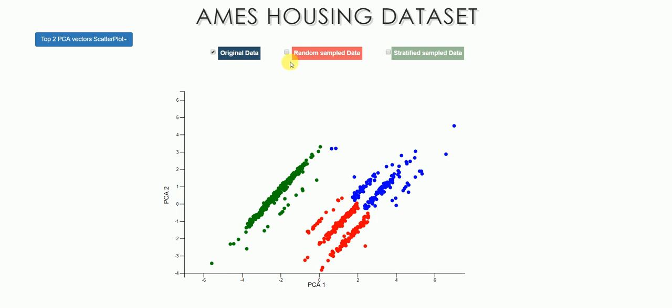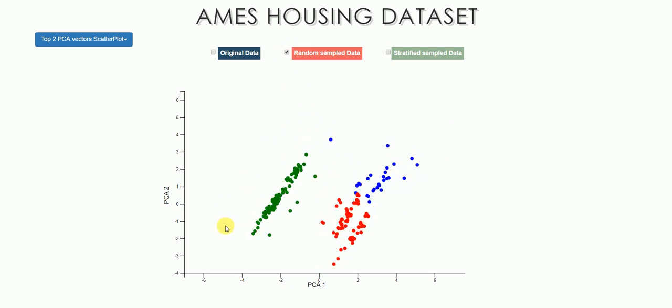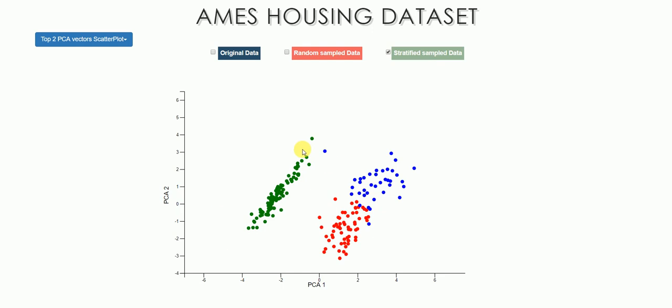So we can also play with random sample data. As you can see, the number of data points decrease, but the clusters are still maintained. So this shows that the PCA does a quite good job in maintaining the distances between the clusters. Similarly, for stratified sample, our clusters are still intact.